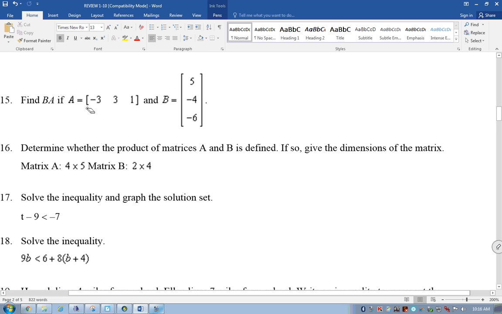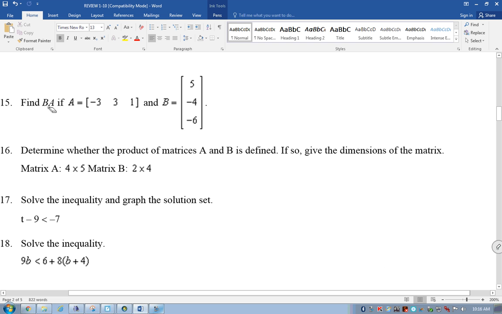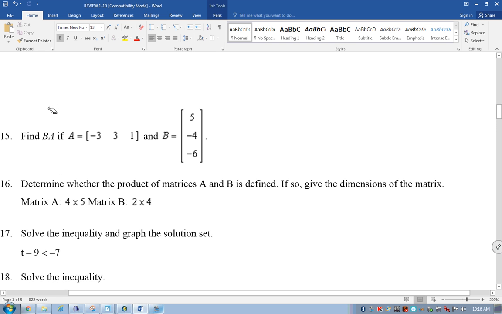Okay, this is where they try to trick you. They want you to find matrix B times matrix A, not matrix A times matrix B. So for my own sake, I'm going to change this so that I'm getting 5, negative 4, 6 times negative 3, 3, and 1.